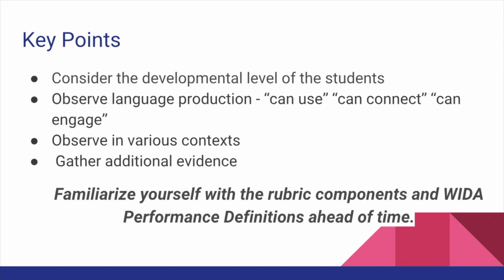The descriptors of rubrics 1 and 2 use the word "can" connected to an action verb. Can use, can connect, can understand. This implies that educators, both ESOL and non-ESOL teachers, must witness this language production. Language should be observed in different contexts: small group, whole group, peer-to-peer interactions, to ensure that an accurate score is given for the student's speaking, listening, and interaction components. The more instances you can observe, the more accurate the score.